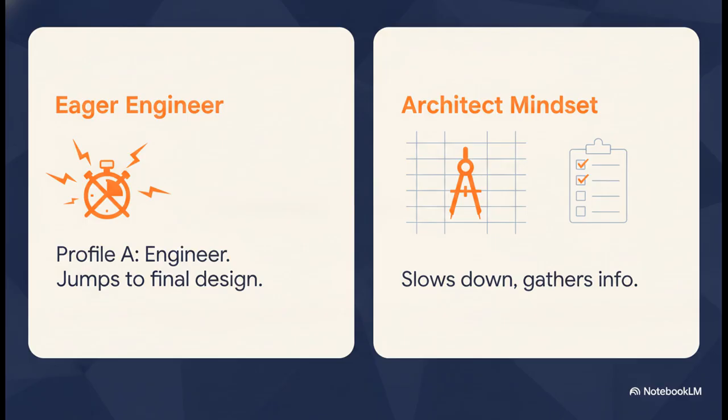That's the candidate who treats the prompt like a trivia contest, jumps straight to a final design, and starts answering immediately. Trust me, speed gets you absolutely 0 bonus points here. Instead, you need to embrace Profile B, the architect mindset. The architect slows down. They ask the right questions. They make assumptions, write them down, and gather all their intel first.